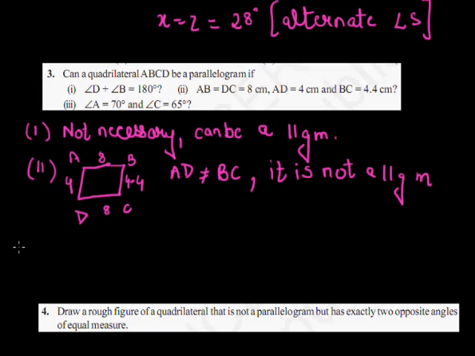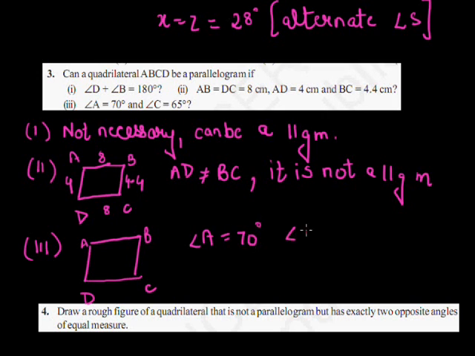Okay, come to the third part. Again in the third part, if I construct the parallelogram ABCD, it is given that angle A is 70 degree and angle C is 65 degree. But in a parallelogram, opposite angles are equal. Angle A is not equal to angle C, so it is not a parallelogram.